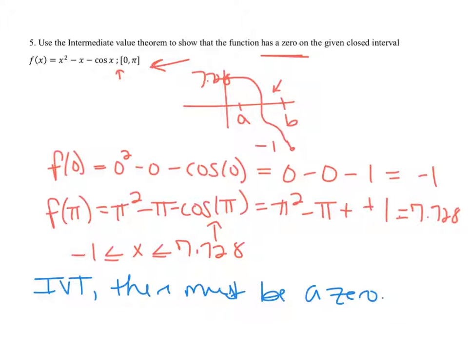I would definitely explain more than just that. Just state that because you're going from a negative value to a positive value as an output, you must have a 0 in between them.